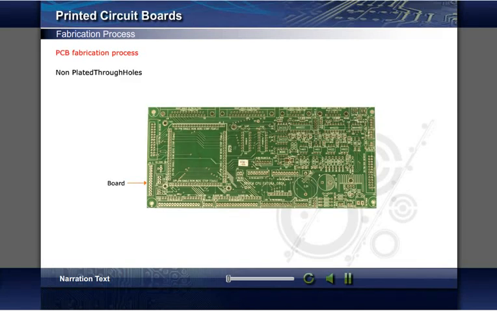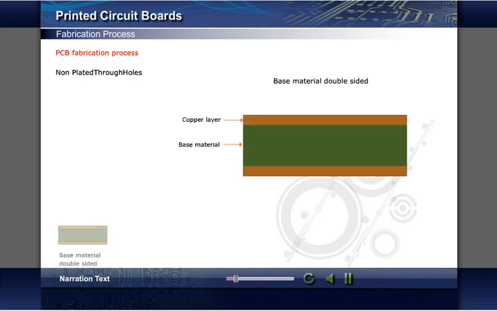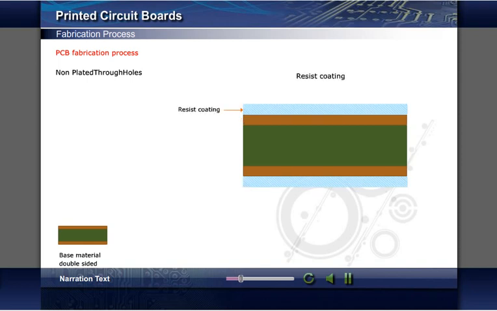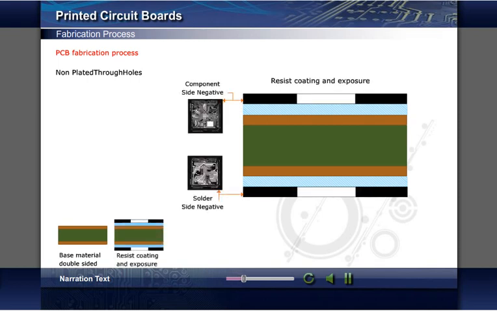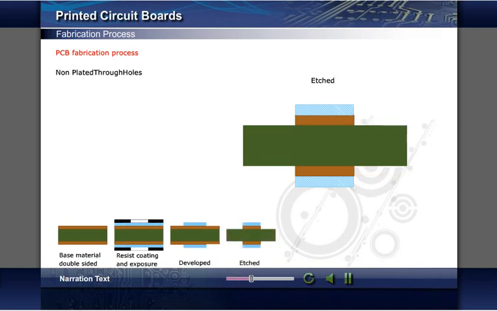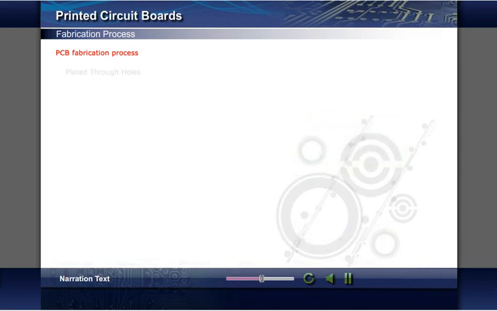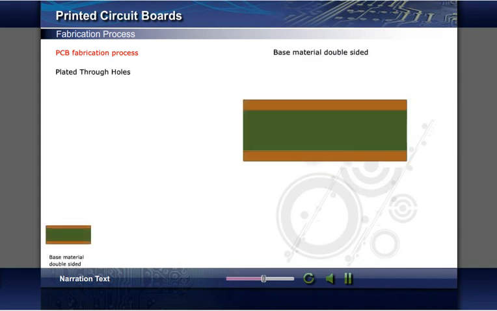Example of a typical fabrication process is as demonstrated under. Fabrication process for a double-sided non-PTH board is as shown. Fabrication process for a double-sided PTH board is as shown.